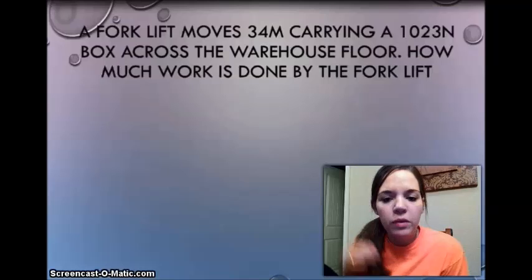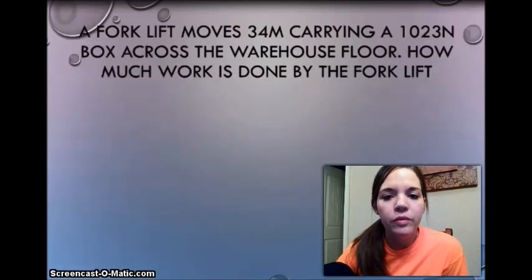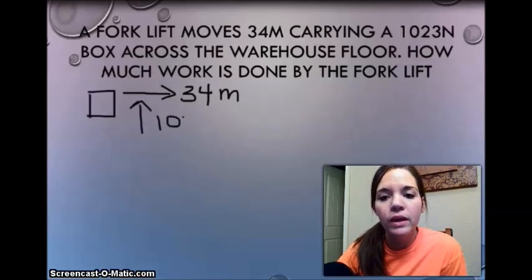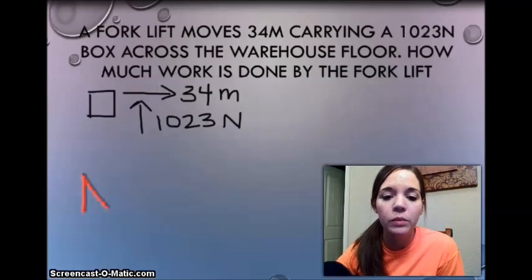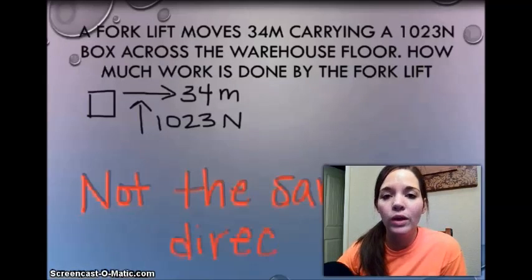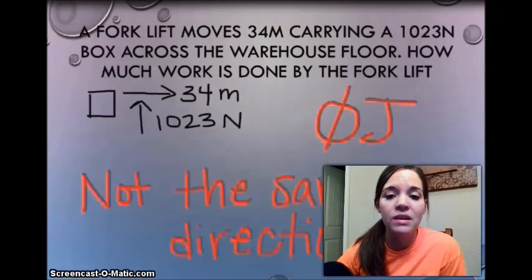In this first problem, it says a forklift moves 34 meters carrying a 1,023 Newton box across the warehouse floor. How much work is done by the forklift? The motion is 34 meters forward. Since it's carrying, though, it's 1,023 newtons upwards. These are not in the same direction, therefore there is zero work. So we won't even get into the math because it's not in the same direction.